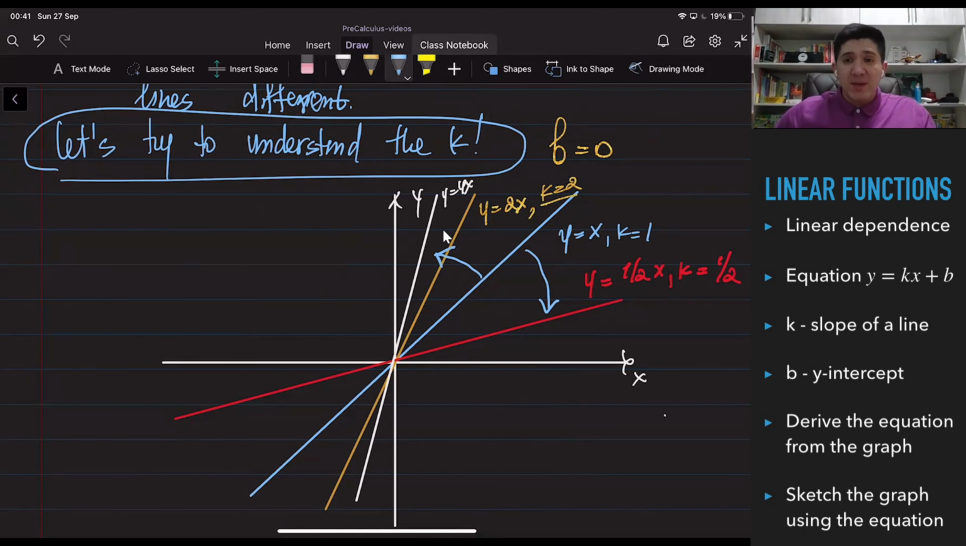Decreasing the k rotates your line towards the x-axis. Okay, for example, here it's 1/2, which is smaller than 1. So this is basically how your line is going to change.